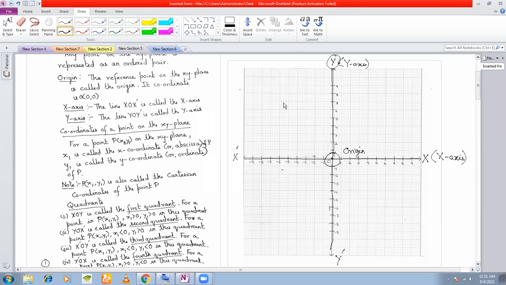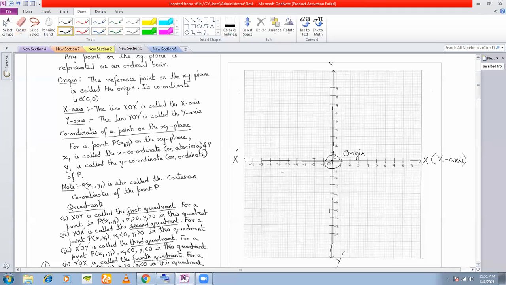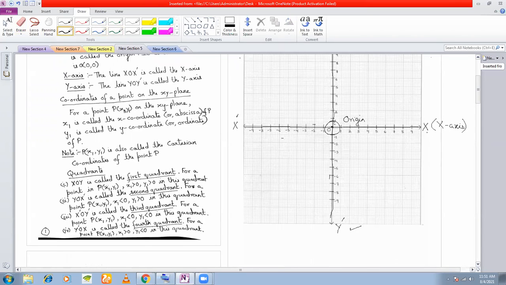Now the question is why we write x and x dashed, why y and y dashed. Let's write y here, let's write y dashed here. This is your x and this is your x dashed. This is what you are going to write.